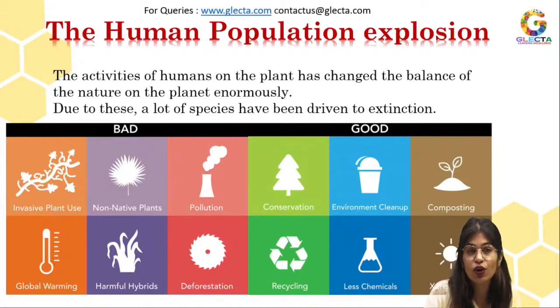We have a lot of examples of human population increasing. At one point of time, everything was in control because the population was in control. Now the population is increasing like exponentially, and that is disturbing a lot of things around us.